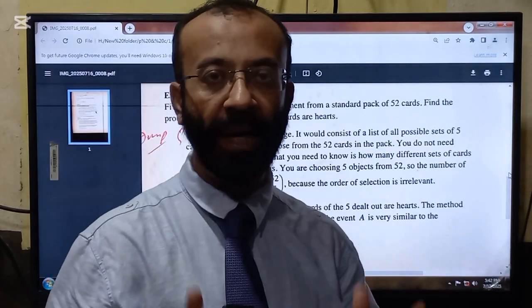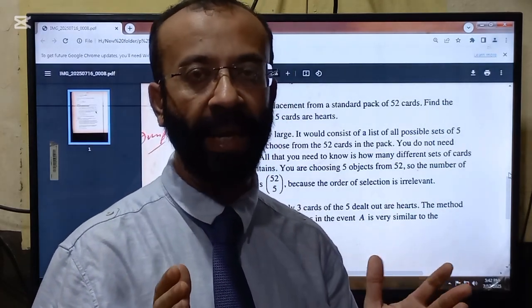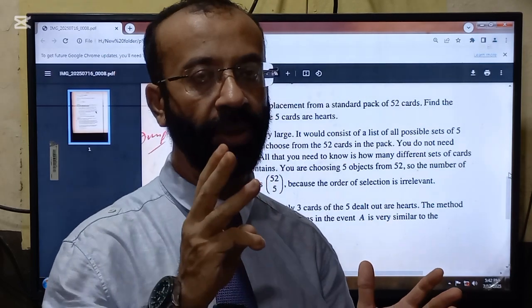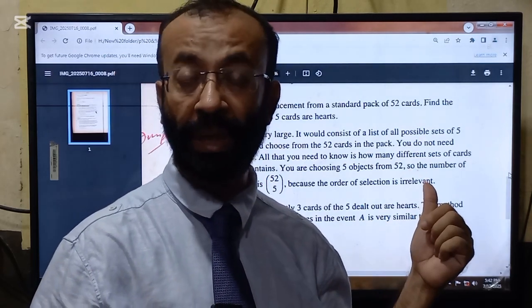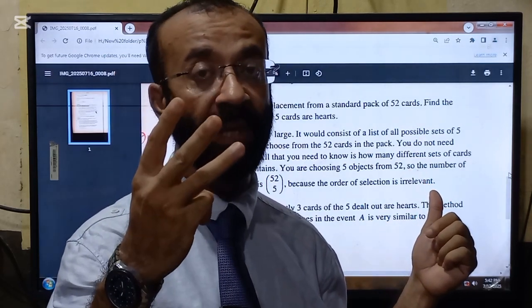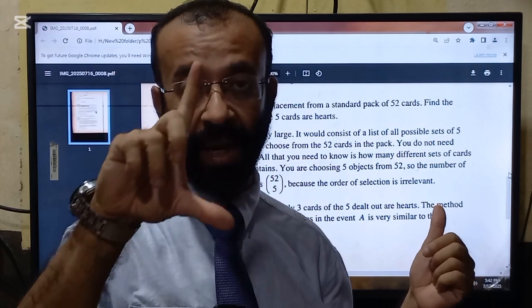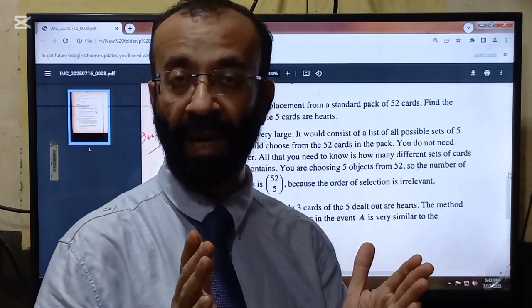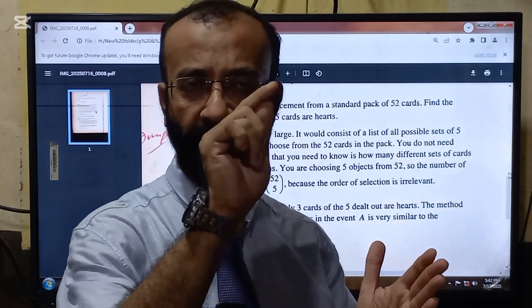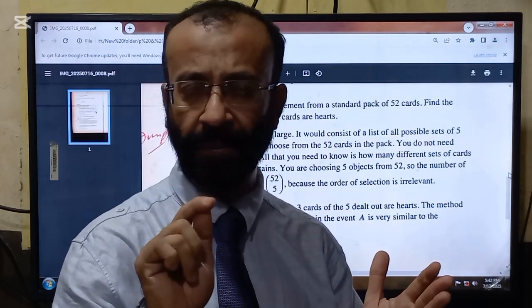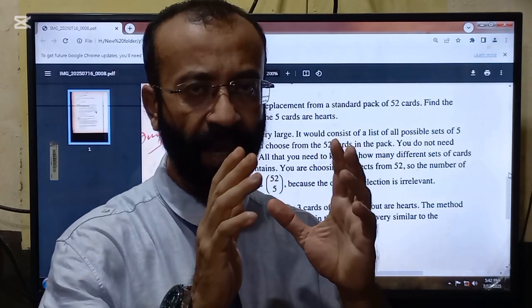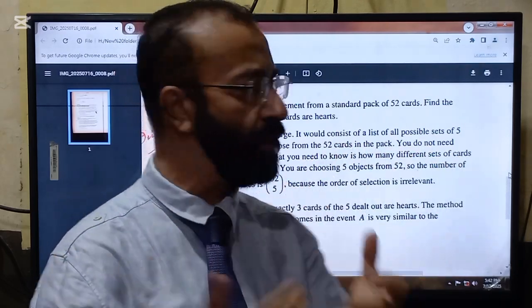In a standard pack of playing cards, you know there are 13 hearts. So it is required in the question that exactly 3 should be hearts. There are 13 hearts in the standard pack of playing cards. So it means 13C3 will be the number of ways that 3 hearts can be chosen.